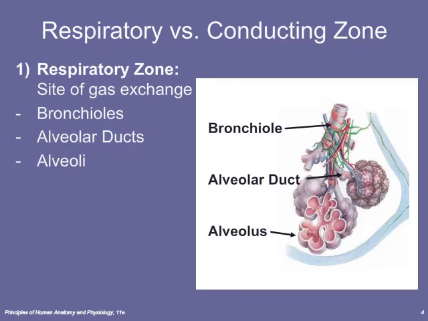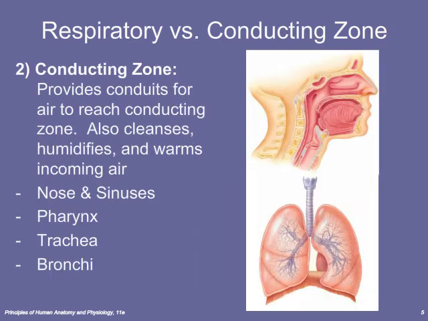So the first division of the respiratory tract is actually the respiratory zone. This is the site of external respiration or gas exchange between the alveoli and the pulmonary capillaries. And the respiratory zone consists of the alveoli, the alveolar ducts, the respiratory bronchioles, and also the membranes of the pulmonary capillaries. So the big picture here is the respiratory zone is the place where gas exchange takes place. On the other hand, the conducting zone is basically all the tubing that helps to bring that air from the outside down to the respiratory zone.